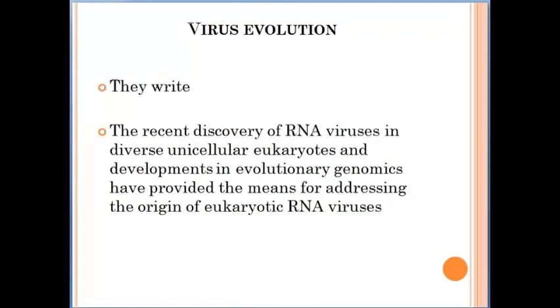They write, "The recent discovery of RNA viruses in diverse unicellular eukaryotes and developments in evolutionary genomics have provided the means for addressing the origin of eukaryotic RNA viruses." So they are dealing with what I described in young Gaia, which stores all the cells and their viruses which we know today.